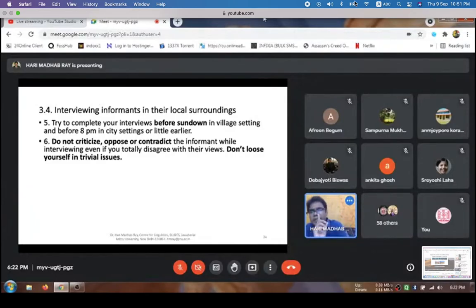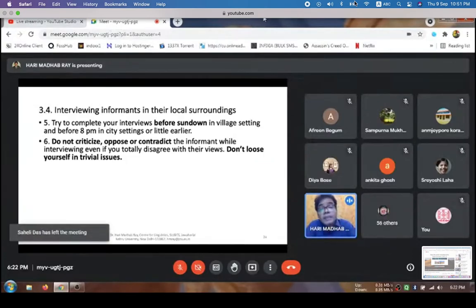You see, and this is where you do not criticize, oppose, or contradict the informant while interviewing, even if you totally disagree with their views. Do not lose yourself in trivial issues. Let's say some kind of political issues are discussed there, and you are also part of the political issues, giving your expert opinions. Unnecessarily, don't lose yourself in those trivial issues. Maybe those are really pertinent issues, whether national or international.